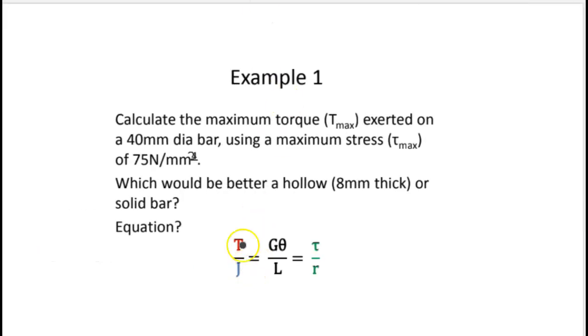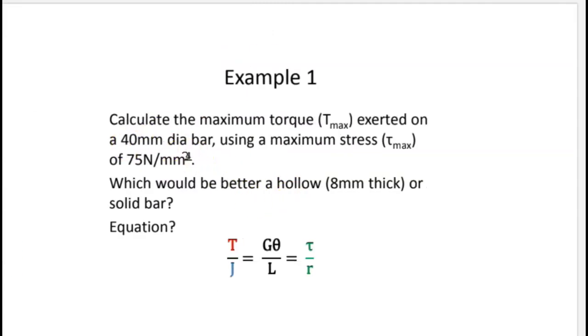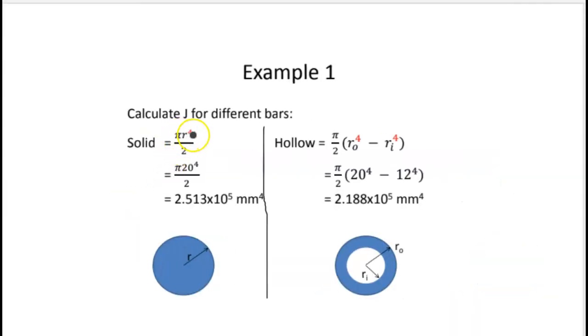Now, if you have a look here, they gave you the outer diameter, 40. So I'm just going to put that value here. So the radius is going to be 20. So here is pi r to the 4 over 2, that is the formula for the J for the solid. I put that in the calculator and I will have this value. Now I will do the hollow one.